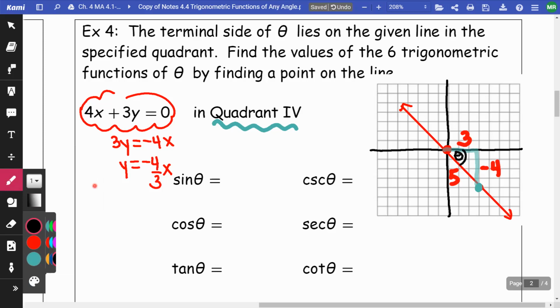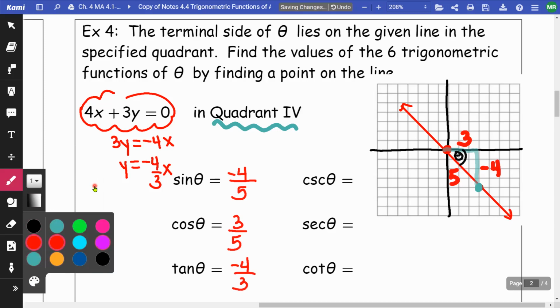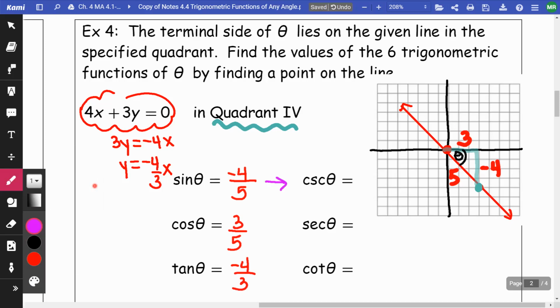And so when I'm doing this, my sine is opposite, which is negative 4, over hypotenuse, which is 5. My cosine is adjacent, which is 3, over hypotenuse, which is 5. My tangent is opposite, which is negative 4, over adjacent, which is 3. And all of these are going to be the reciprocals.